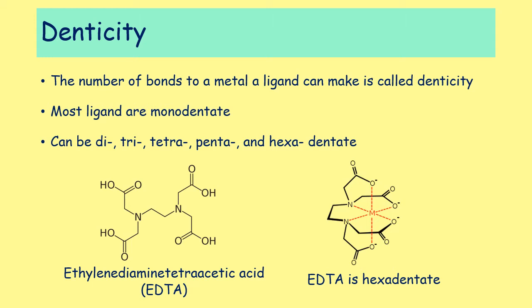And EDTA is often used to coordinate to transition metals and is often used as a medical treatment if someone has poisoning. So lead poisoning, mercury poisoning, anything like that, EDTA can be given to the patient. And what happens is that it forms a complex with the metal and allows you to extract it, and it makes it less harmful.